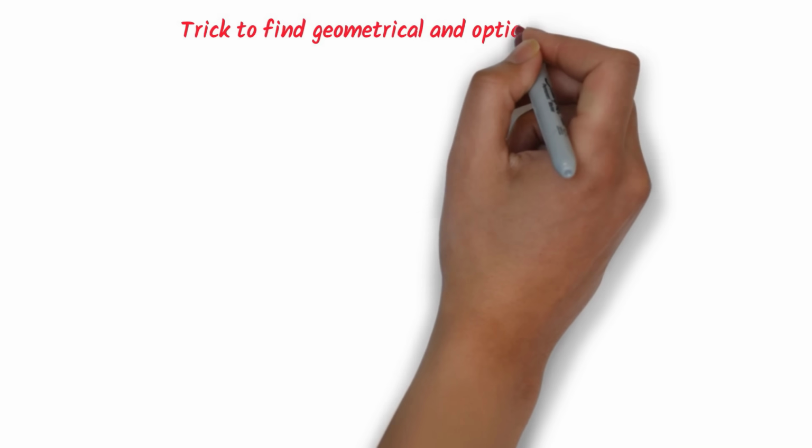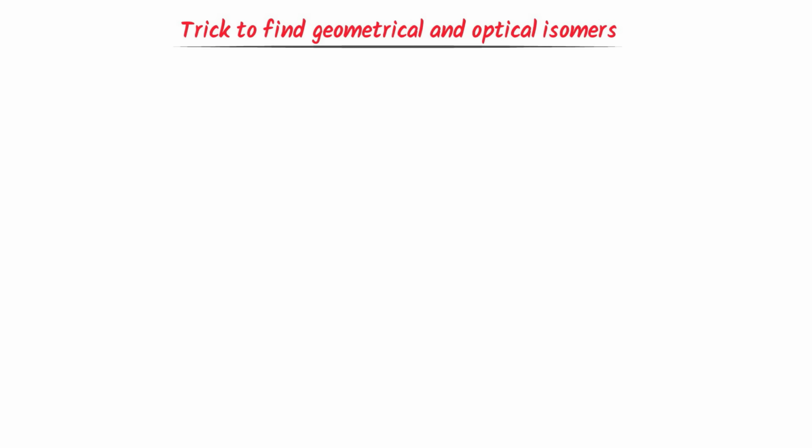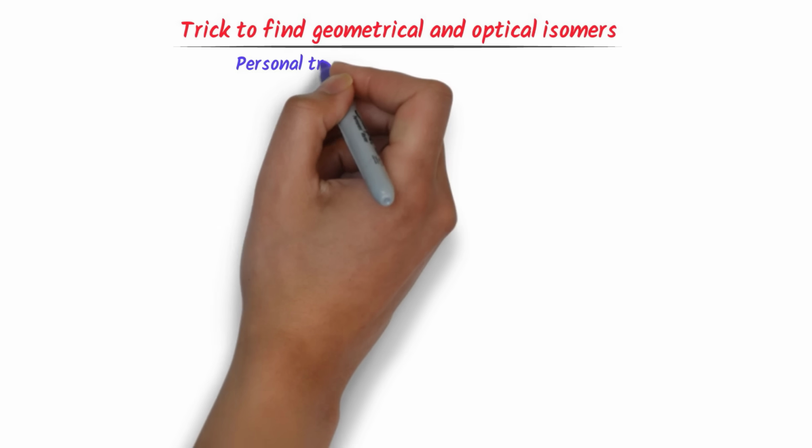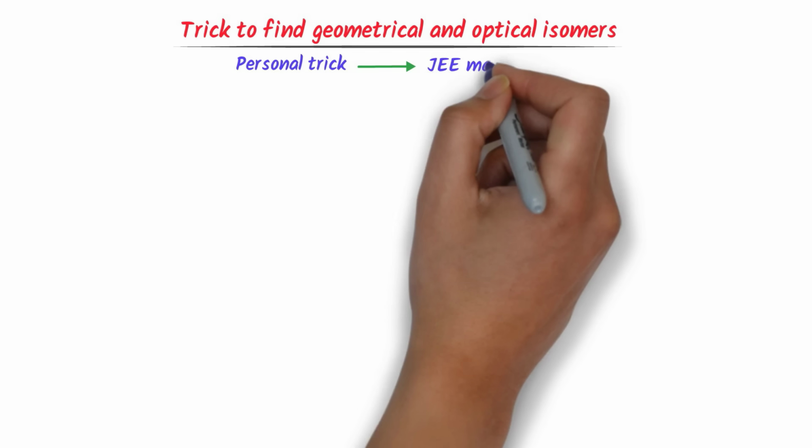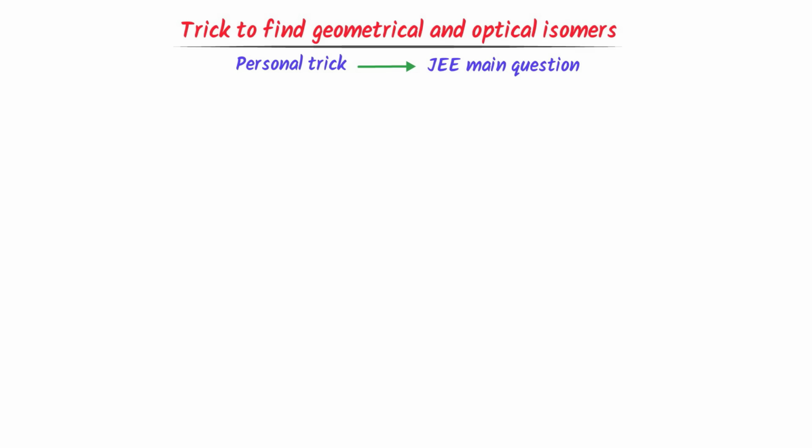Super easy trick to find the number of geometrical and optical isomers in coordination compounds. I will teach you my personal trick to find geometrical and optical isomers in a very short period of time. Using my personal trick, I will show you how to crack JEE Main questions. Firstly, we will learn numbering ligands of different coordination numbers.